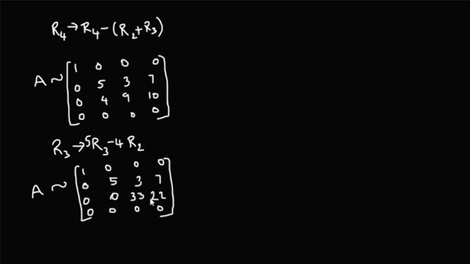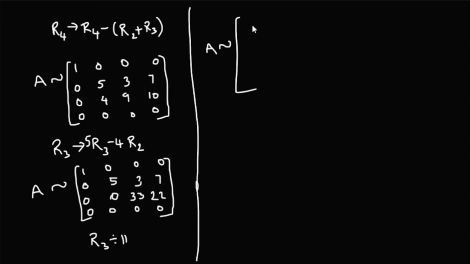Right. Now you can divide R3 by 11. Divide R3 by 11. So to make it simple, I am doing it. So A will be similar to 1, 0, 0, 0, 0, 5, 3, 7, 0, 0, 3, 2, 0, 0, 0, 0.